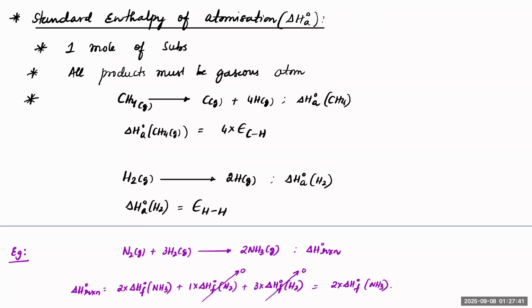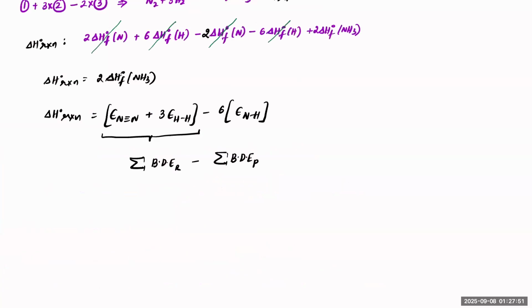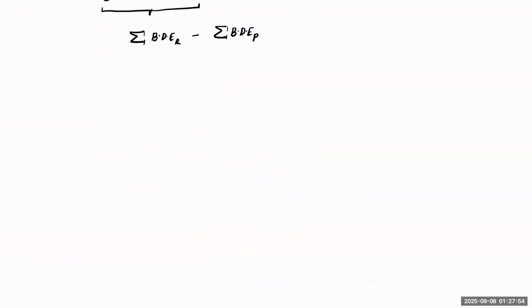Right. Acha, what is the difference between bond dissociation energy and atomization? See, one good example we can take is about bromine. Okay, let me show you with an example here. Suppose I have Br2 liquid converting into 2 Br gas. Okay, let's say this is delta H of the reaction.